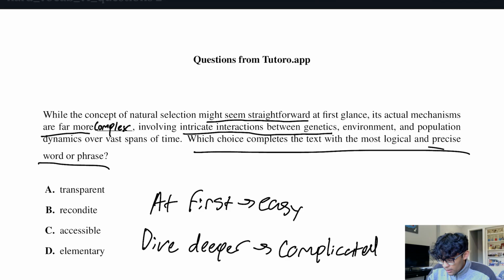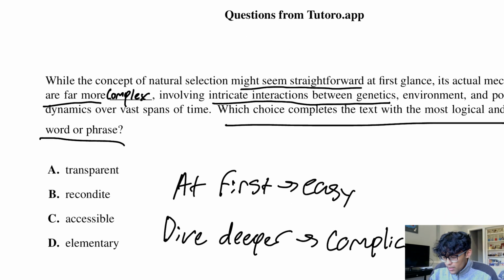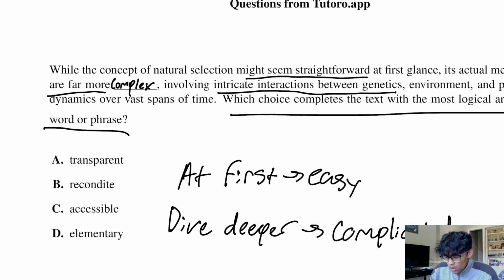So let's look at the answer choices and try to figure out which one is most similar to our word. Transparent. Transparent means that it's easy to see, right? And obviously, complex and transparent are opposite. So that's definitely not correct. Recondite. Okay, so I don't really know what recondite means to be perfectly honest, so I'm just going to skip that for now. Also, whenever you see words that you don't know the meaning of, do not mark them as wrong. Just skip them and then come back to them later. Accessible. So again, that's the opposite of complex.